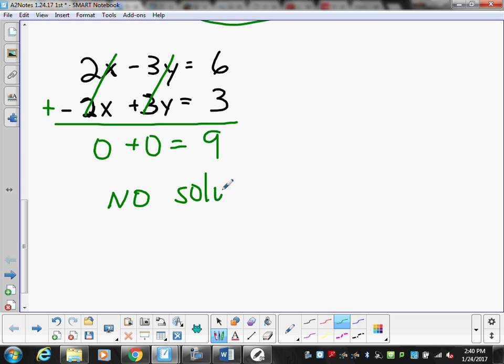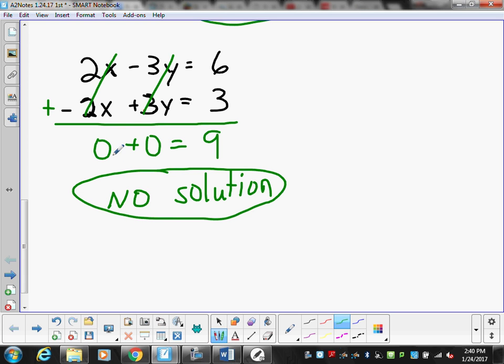If it had said 0 equals 0, that would be all real numbers because everything worked. Now, if it had said y equals 0, then that's a solution because y can equal 0. That's just a regular number. So there's where we are. If you cancel out both of your variables, but your other side has a number, then you have no solution.